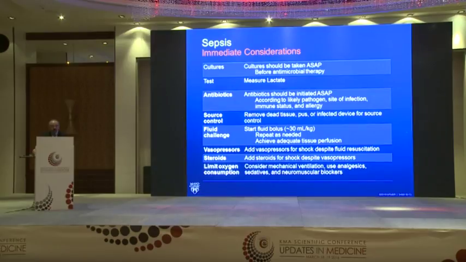Fluid challenge needs to be done early, 30 cc per kg. We need to repeat it as needed. We avoid fluid overload. Vasopressors need to be started. We start vasopressors a lot earlier nowadays, so that we don't use a lot of fluid. Steroids, if your patient remains hypotensive despite adequate doses of vasopressors, you can use stress dose steroid. And certainly limit oxygen exposure. You really want their oxygen saturation to remain between 82 to 95%. You do not want to give them too much oxygen because it increases oxidative stress.